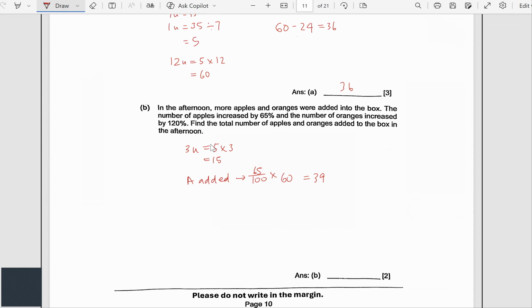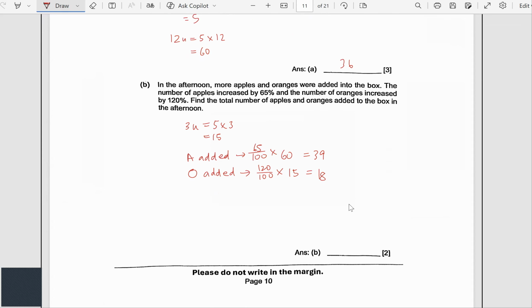This is 39. Then the oranges added. Oranges increased by 120%. So 120%, 120 over 100, times the number of oranges, which is 15. Then you get 18. Find the total number of apples and oranges added. So you add them up, 39 and 18. Okay, then you get 57.